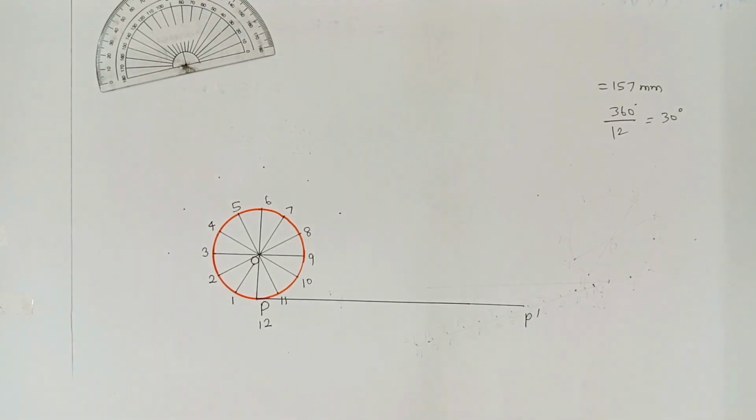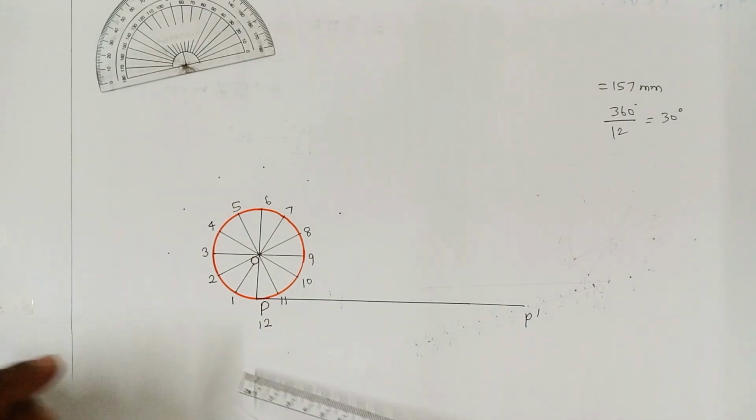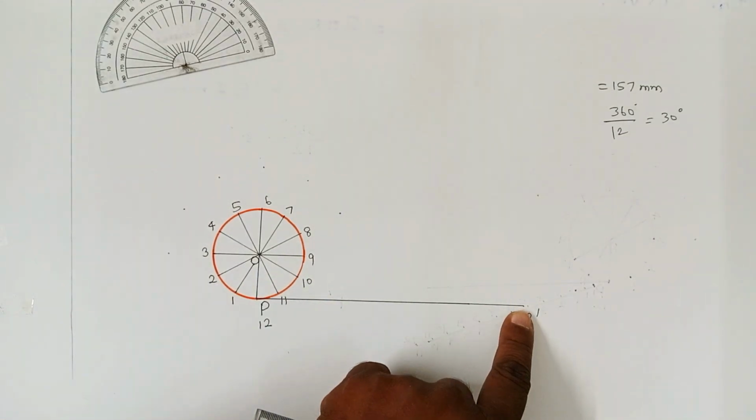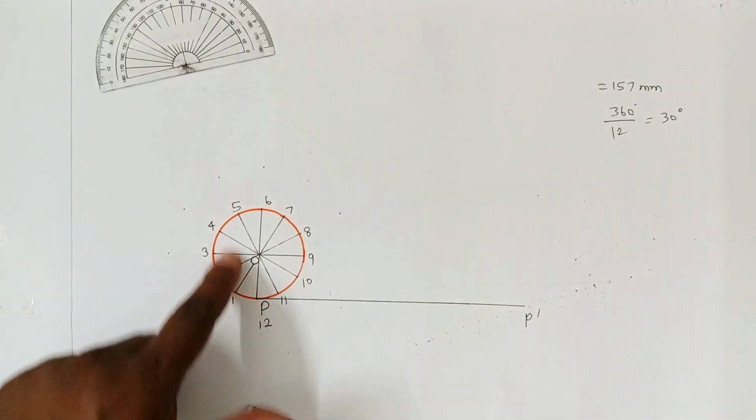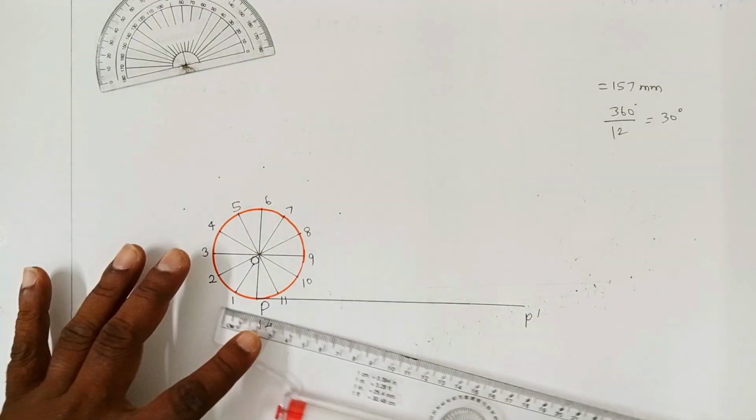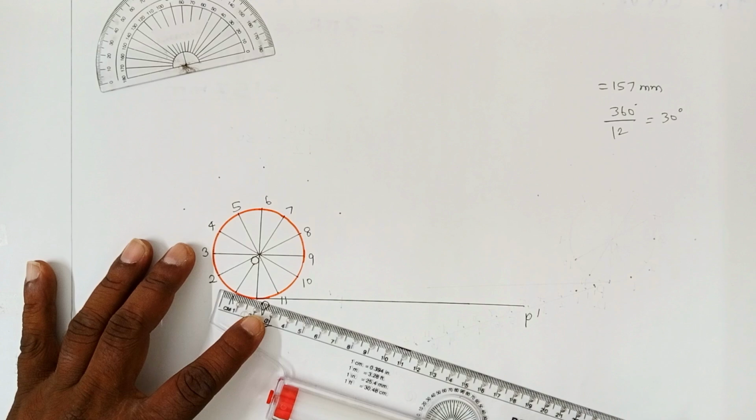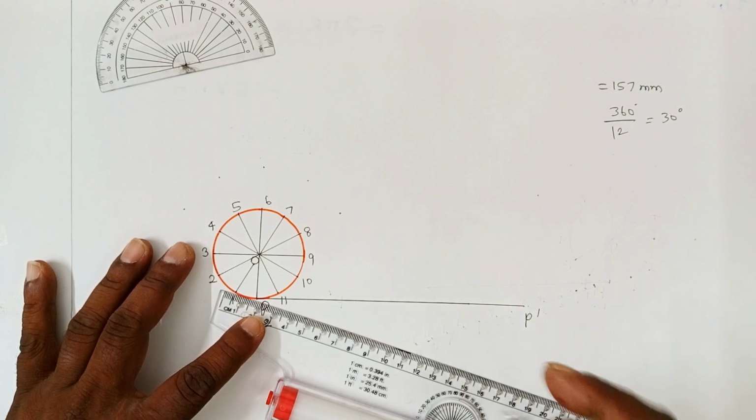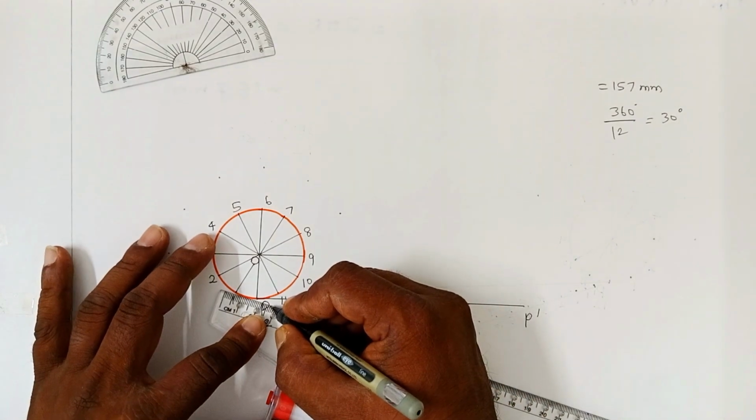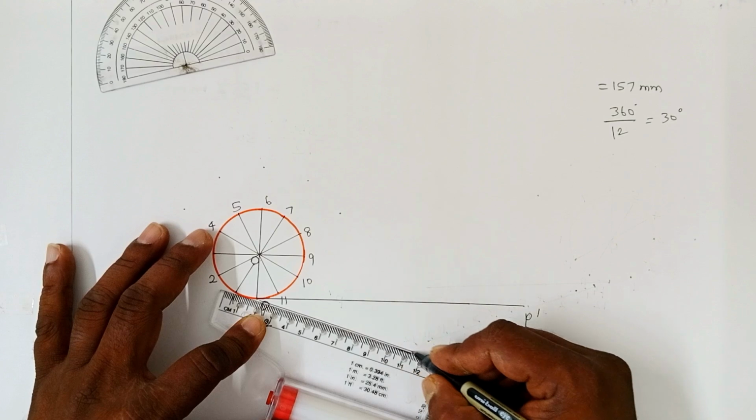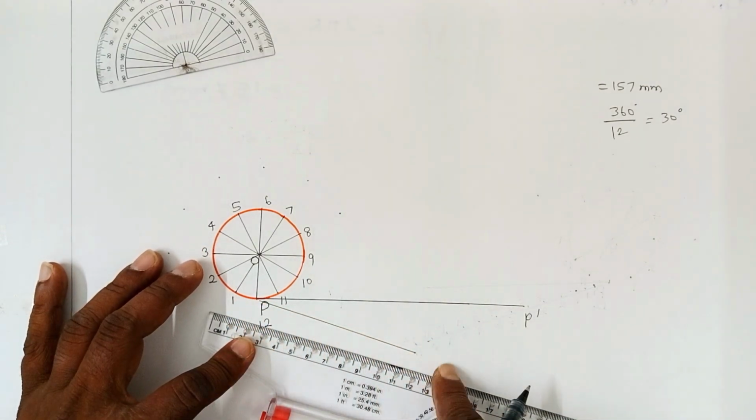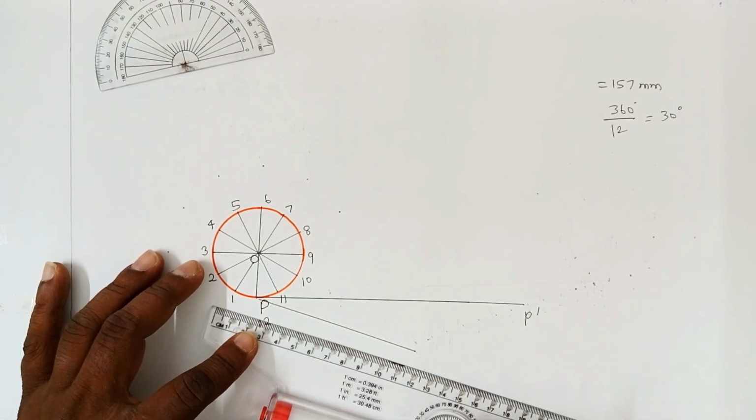Now I am going to divide the segment P P dash into an equal number of parts, say 12 parts, as we did for the circle. So draw one inclined line from point P. The length of the inclined line is chosen in such a way that it is easily divisible by 12. You have to choose a length.